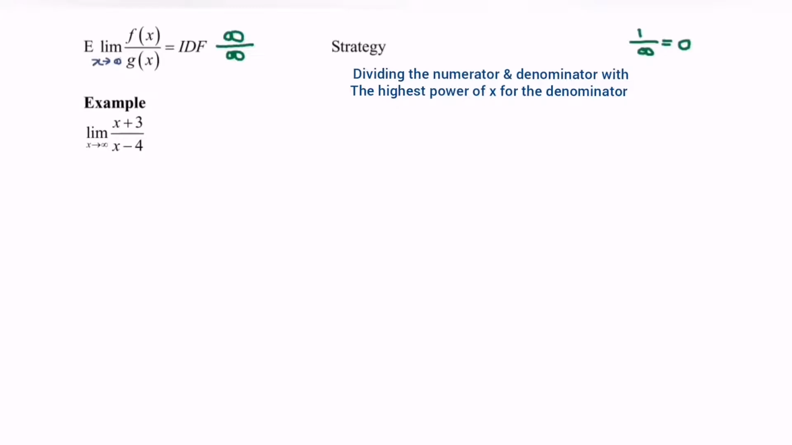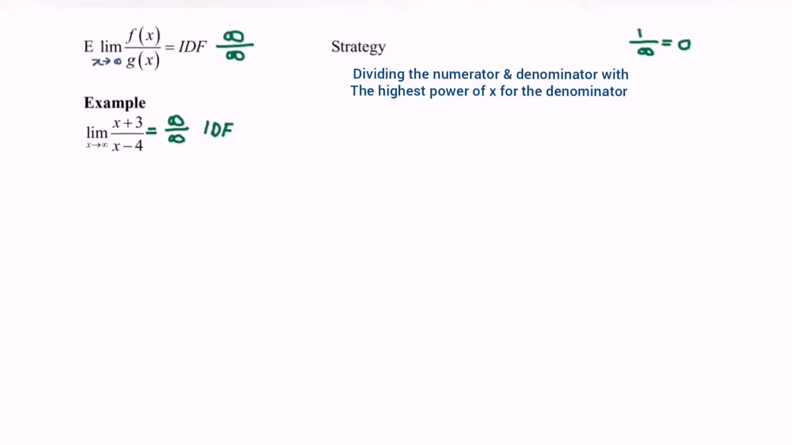Here we have the example: limit when x approaches infinity for the function x plus 3 over x minus 4. Here, we are going to substitute the value. If we substitute the value, we will obtain infinity for the numerator and also infinity for the denominator, and we have IDF. So now let's have a look at the denominator. What is the highest power of x for the denominator? The answer is x.